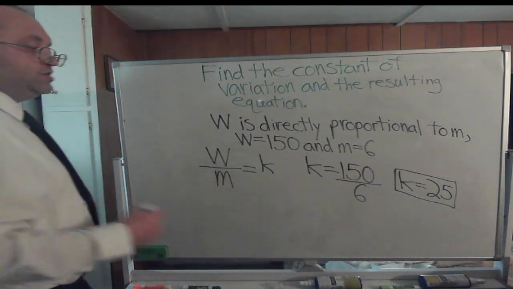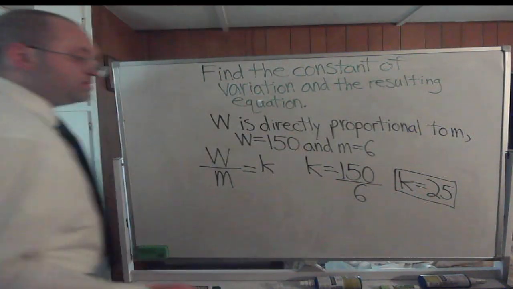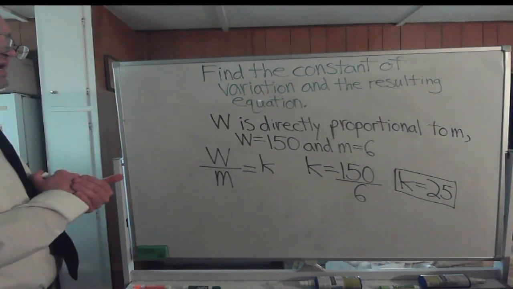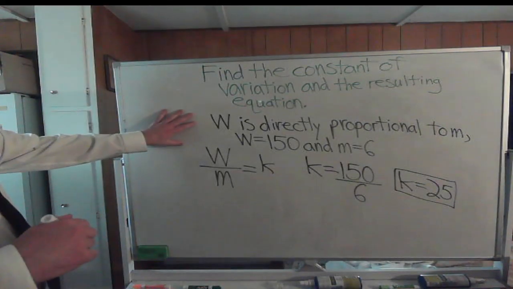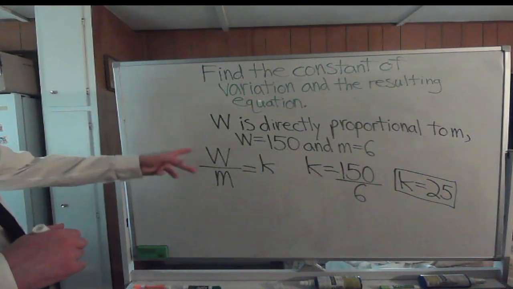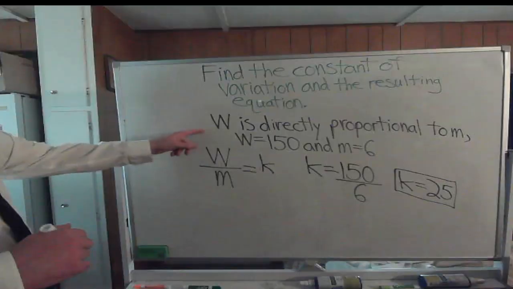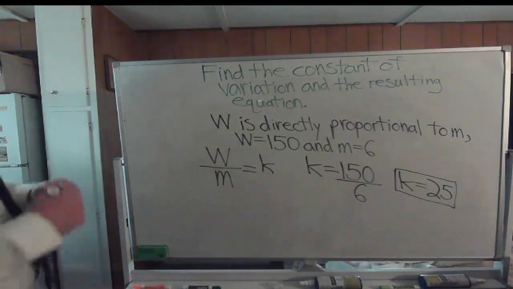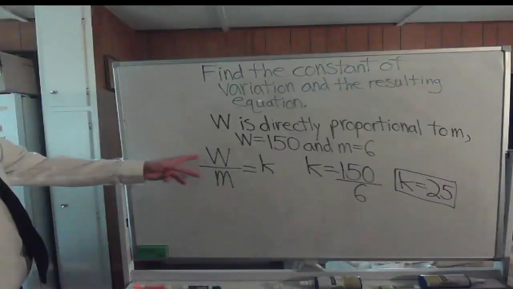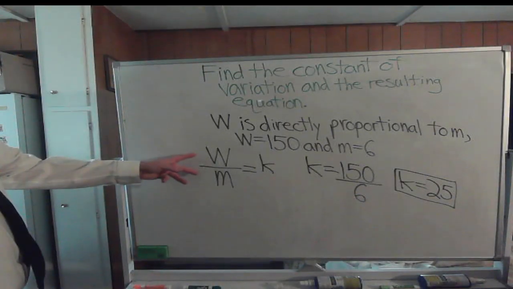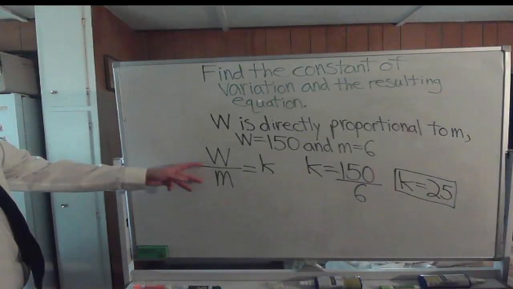So, yes, your constant of variation does turn out to be 25. Now, we need to find an equation where W is directly proportional to M. Well, let's go to the original equation. We want to make W directly proportional to M.